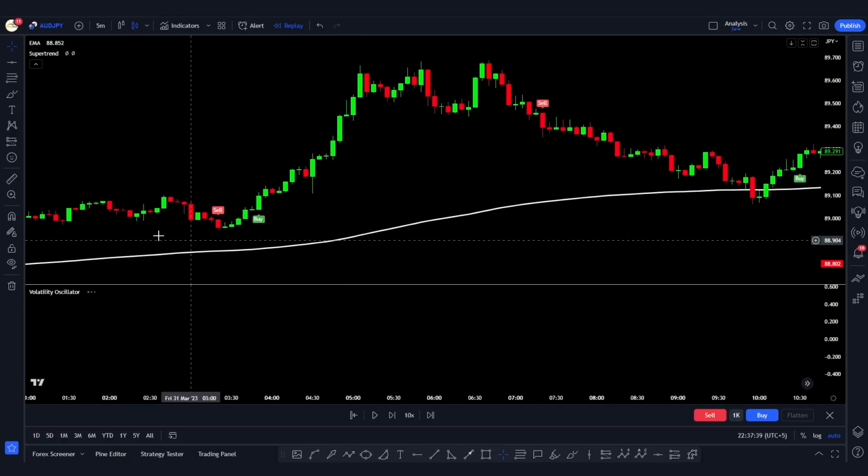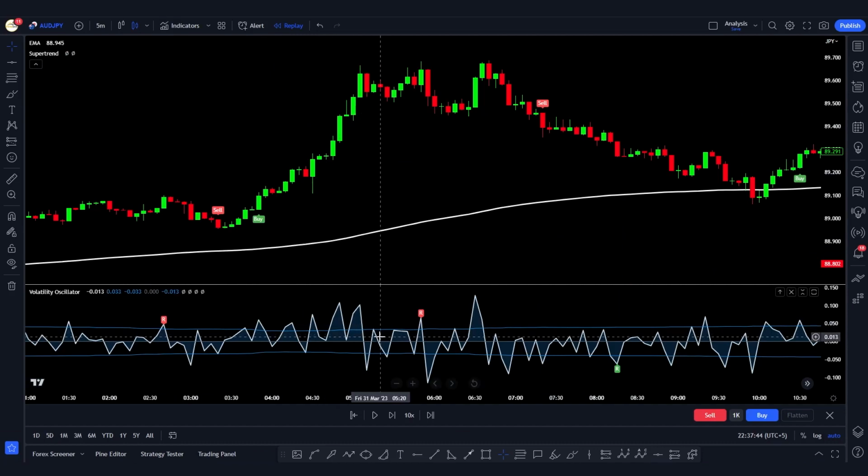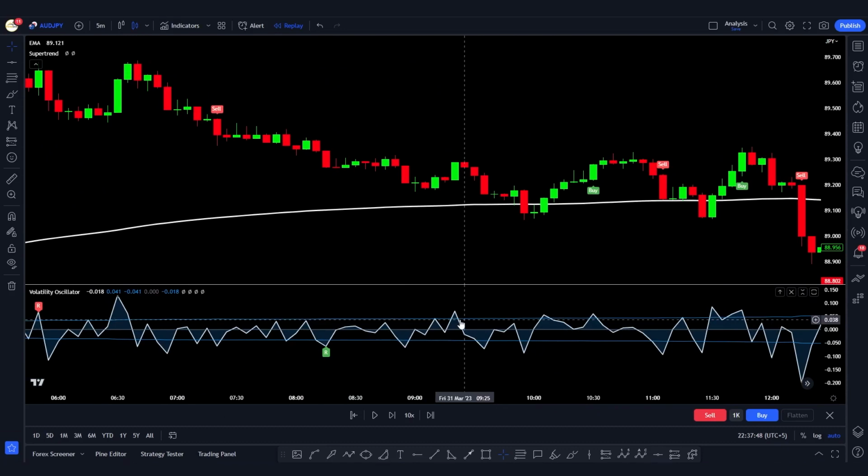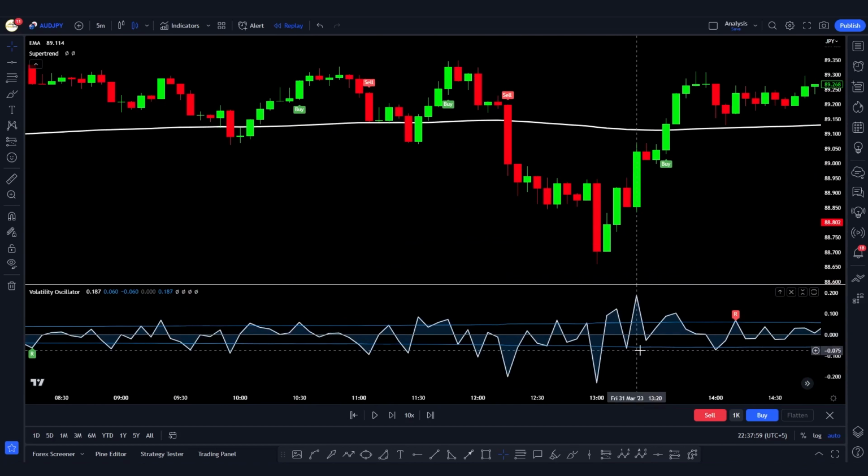Now this indicator is pretty cool because it gives us an idea about the overall volatility in the market. For example, whenever this oscillator goes above this upper line, that would mean that there is enough buy volatility and we can take a long position. And whenever the oscillator goes below this bottom line, that would mean that there is enough sell volatility and we can take a short position.